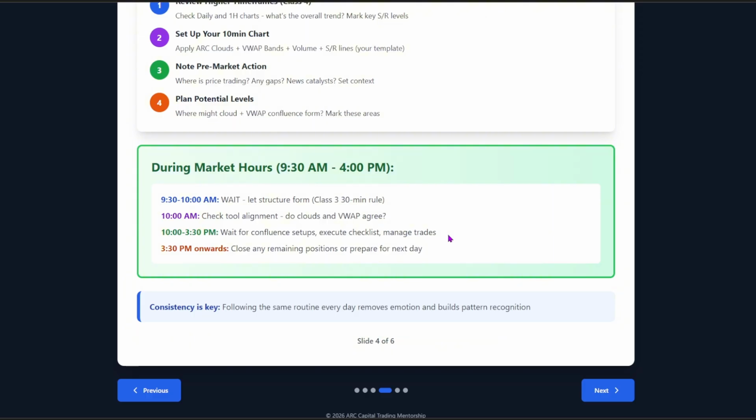So at 10 a.m., check your tool alignment. Where do the VWAP and the clouds agree? Is price trading above or below both of them? Are they telling you the same thing? That's what you're trying to look at at 10 a.m.